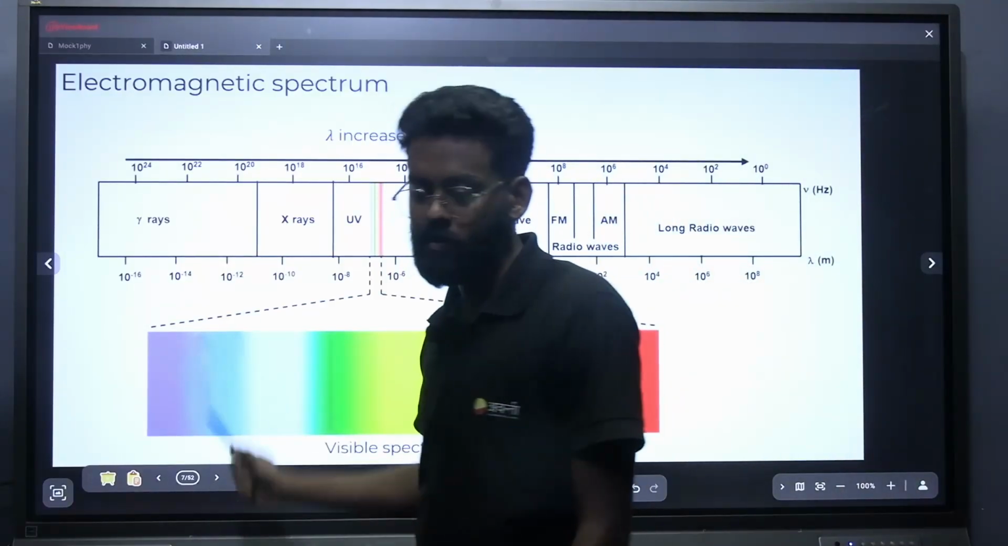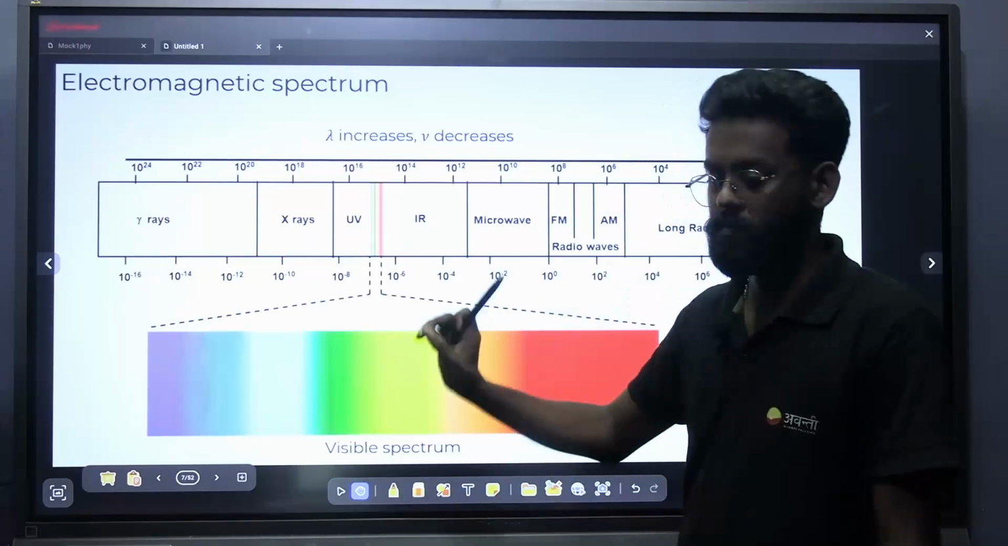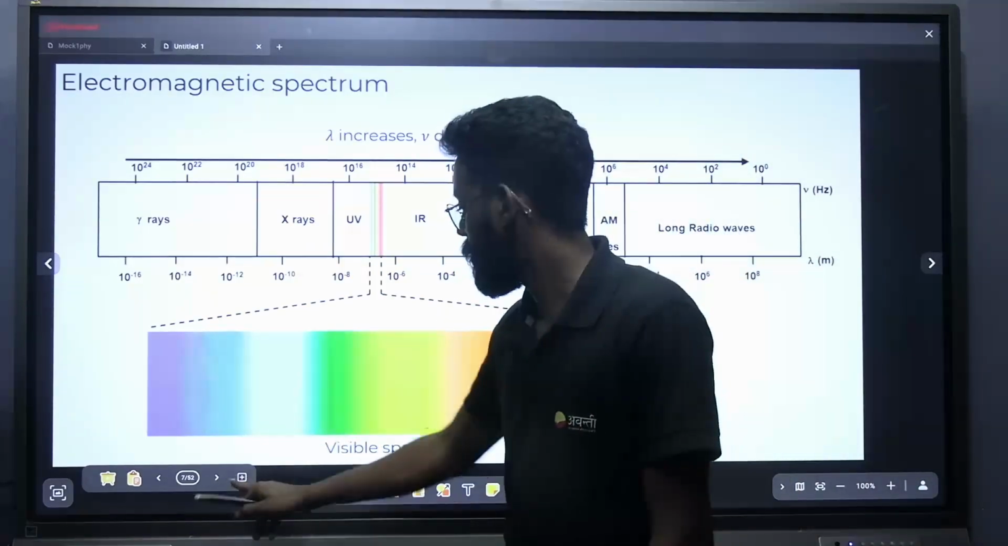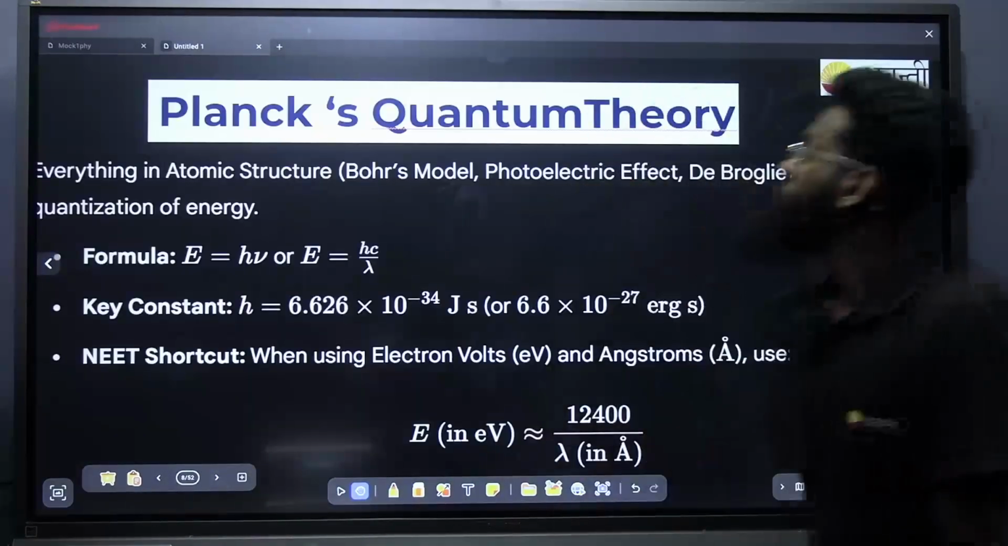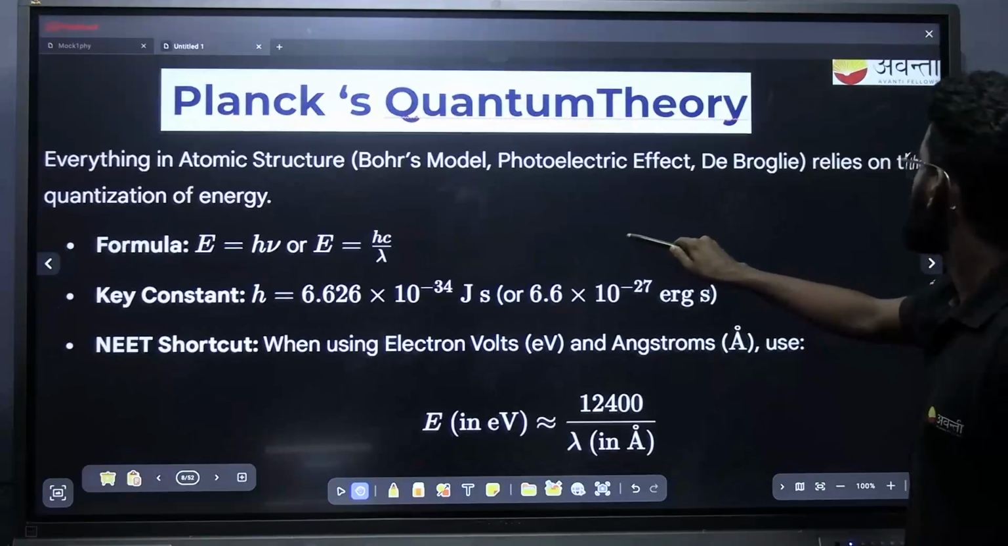Okay, I think this is your NCERT textbook. You can just mark it on your NCERT textbook, no worries in that. Okay, now we will be moving into the actual part of this chapter.